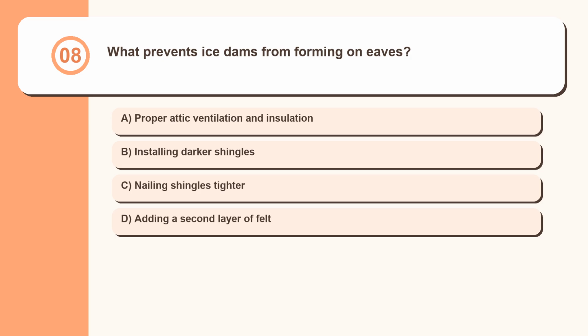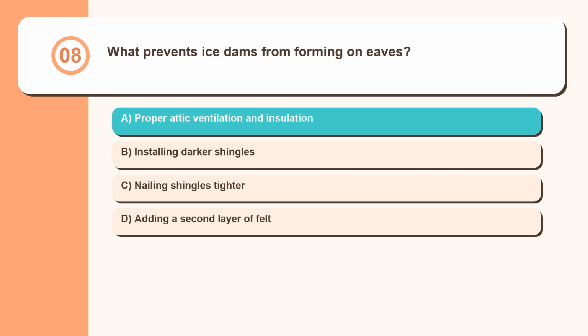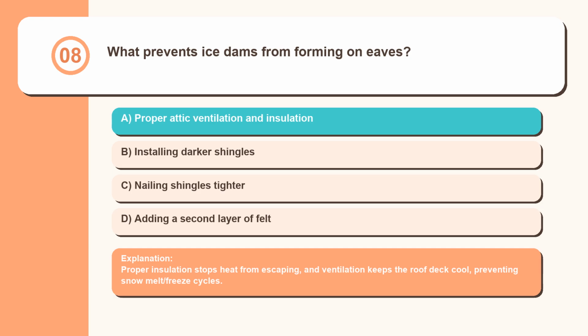Question 8. What prevents ice dams from forming on eaves? Proper attic ventilation and insulation, installing darker shingles, nailing shingles tighter, adding a second layer of felt. Proper insulation stops heat from escaping, and ventilation keeps the roof deck cool, preventing snow melt/freeze cycles.